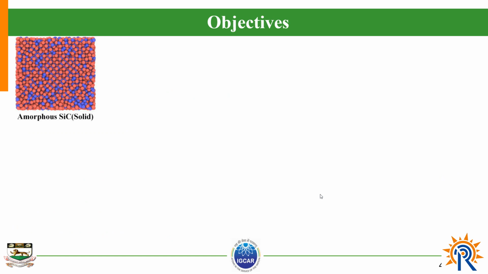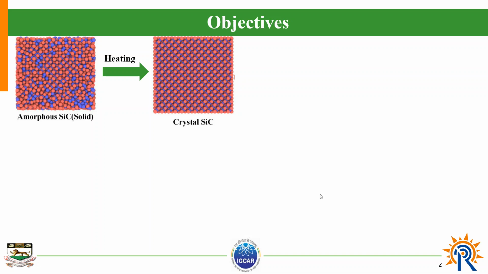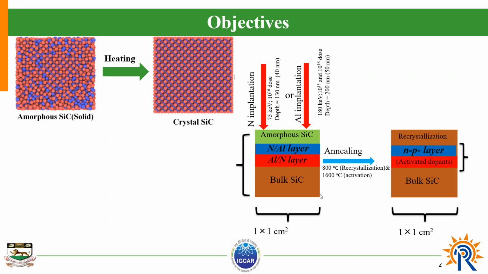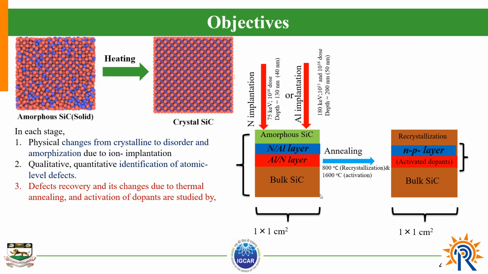So after amorphization, we have to recover the defects, get the pure crystal, and activate the dopants. Like if you implant nitrogen, it will become an N-type layer. So we have to make it precisely. We have to do this after annealing. So for each and every step, for different annealing temperatures and different implantation energies, we have to study what kinds of parameters change, especially the defect structures.